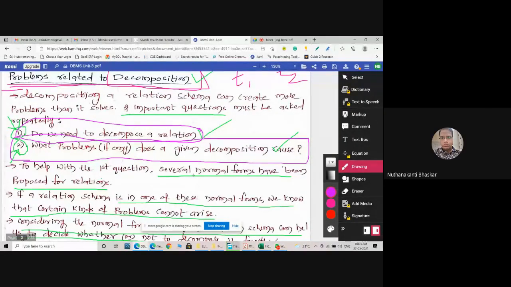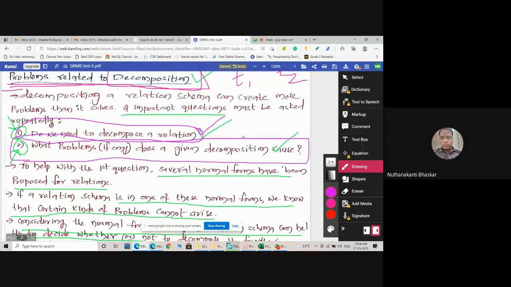At the time of decomposition, we need to check this compulsorily if you are applying a normal form. Normal form is nothing but a technique for decomposition of a table. Don't think normal form is something else. Normal forms are nothing but the techniques to decompose the relation. Every normal form has some rules and regulations. When you decompose the relation, the first question is you need to check which normal form is suitable for this relation.